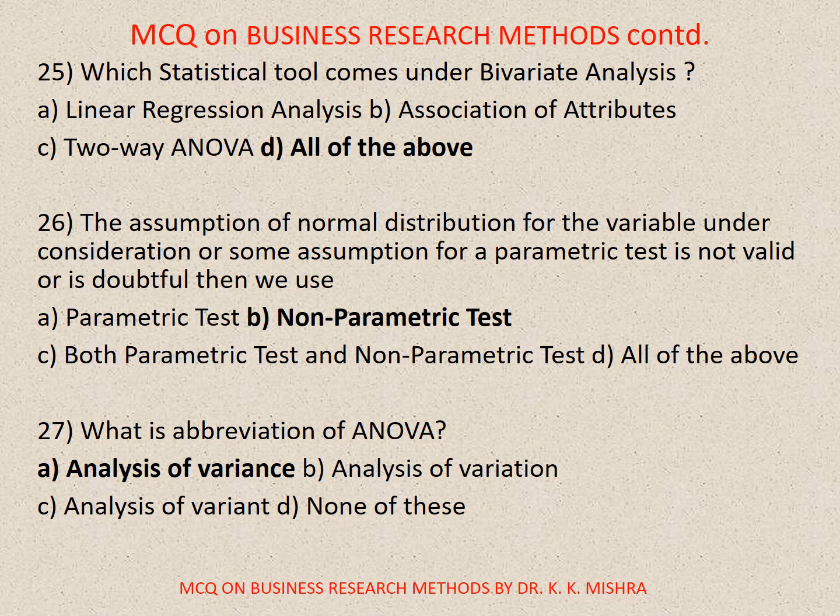Question number 25. Which statistical tool comes under bivariate analysis? Options are A. Linear regression analysis, B. Association of attributes, C. Two-way ANOVA, D. All of the above. Correct option is D. All of the above.